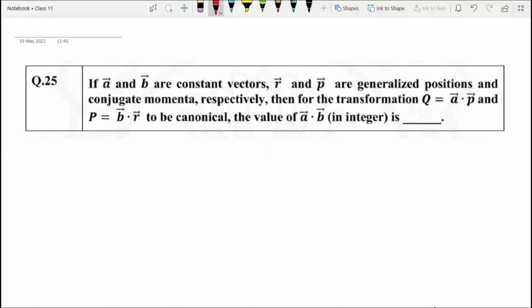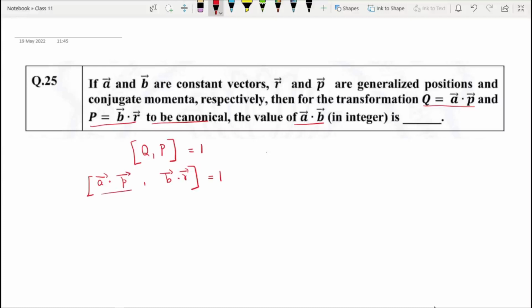So in the question they have given a transformation Q is equal to A vector dot P vector and P is equal to B vector dot R vector. For Q, P to be canonical, what is the value of A dot B? That is the question. So the condition for canonical is the Poisson bracket of Q comma P is equal to 1. So they have given the value of Q and P. So A vector dot P vector comma B vector dot R vector, that is equal to 1.